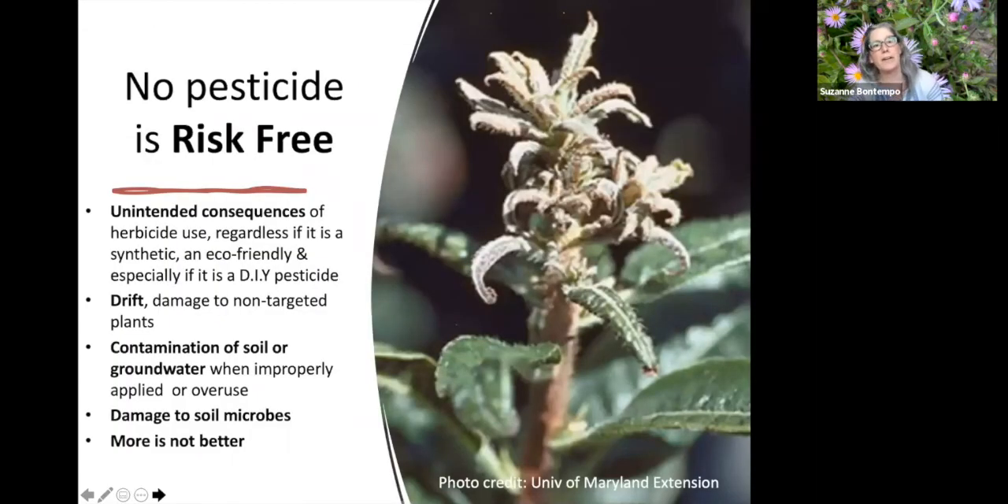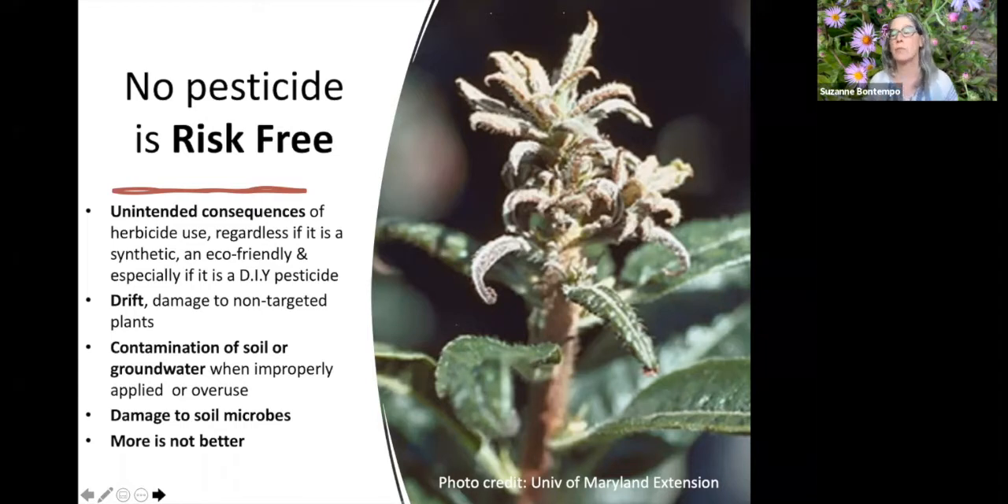Something I like to share is that no pesticide is risk-free, regardless of if it is a synthetic, an eco-friendly, and especially if it's a DIY home remedy. We need to understand the unintended consequences. This picture right here is a rose that has been hit during its dormant season, while it was completely innocently just resting without any leaves on it through the winter months. There was some glyphosate drift.